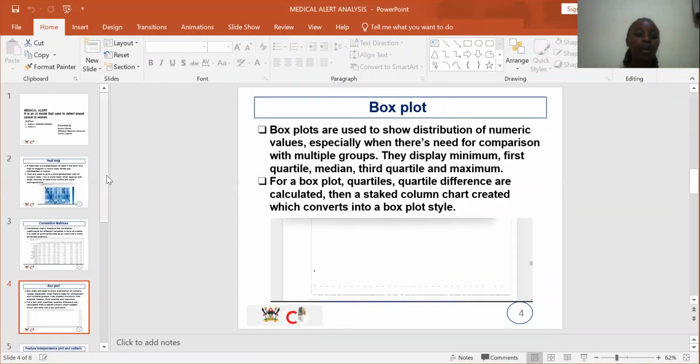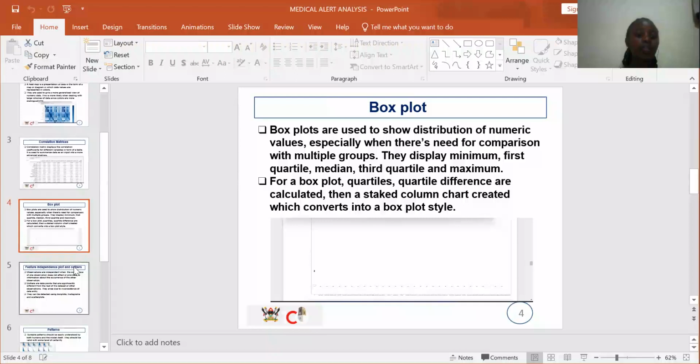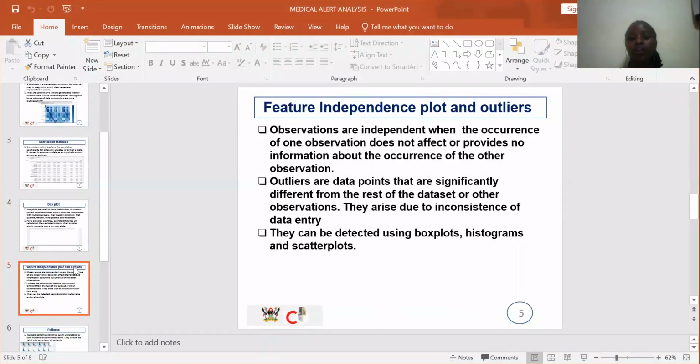And then we go to feature independence plots and outliers. Observations are independent when the occurrence of one observation does not affect or provide any information about any other observation. It can be done with plots, where you calculate feature by feature, and then you show that a feature can exist independently from another.